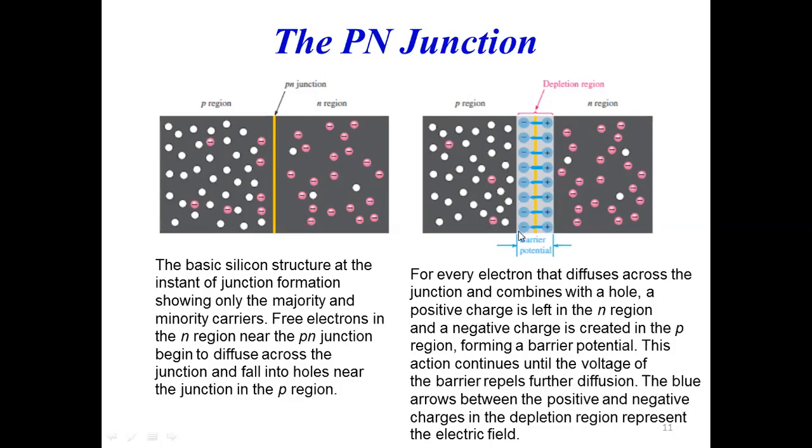It is depleted of all mobile carriers. So here only positive ions are shown, and here only negative ions are shown. Are you getting this? This depletion region, the name indicates it is depleted of all mobile charges. I mean, there are no holes and there are no electrons present in that particular region. Now, here you get some potential which is known as the barrier potential.